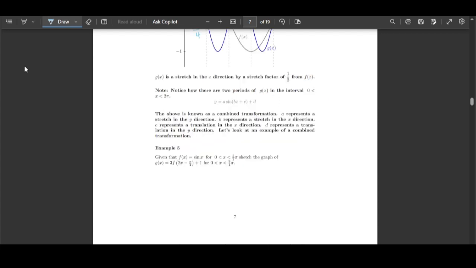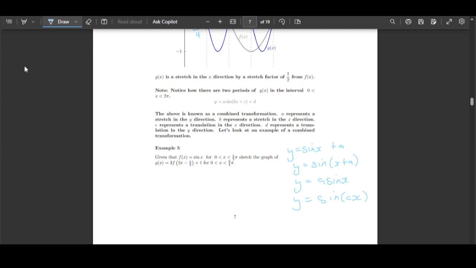So those are all the transformations you need to know. Just to recap, we have a translation in the y direction, which is y equals sine x plus a. We have a translation in the x direction, which is sine of x plus a, but this time the a is inside the bracket. Then we have a stretch in the y direction, which is y equals a sine x. And finally, we have a stretch in the x direction, which is y equals sine of a x.